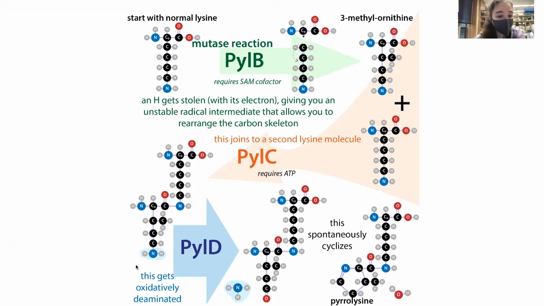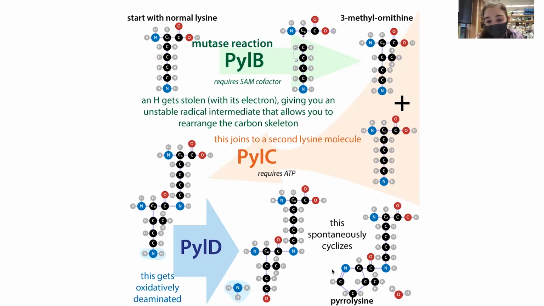When you do this, it's going to get oxidatively deaminated. So you're going to remove this amine group and oxidize it, and this is done with the enzyme PALD. Basically you're going to cut off this amine group and this is going to get converted into an aldehyde. Then you're done with the enzyme-catalyzed stuff, but this is unstable and it's going to spontaneously cyclize.